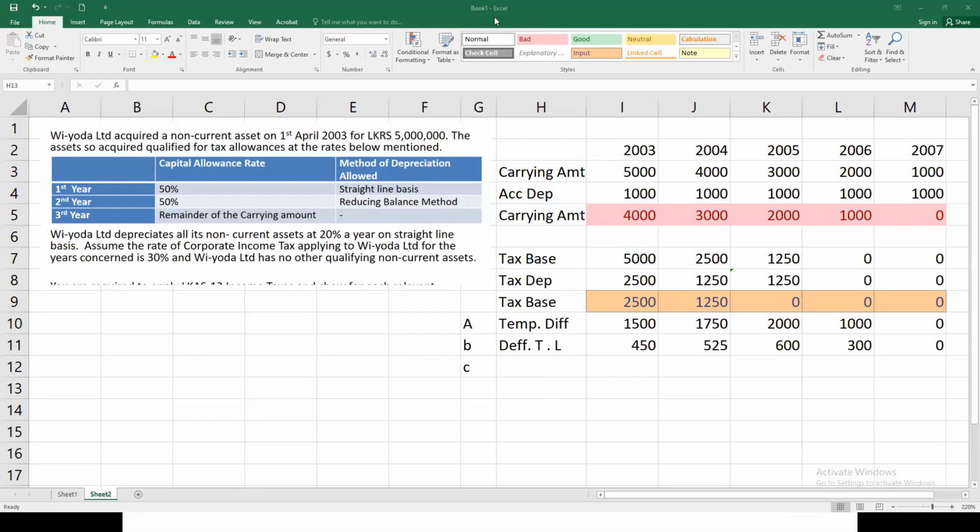So can you explain the B part? Okay, this one, the temporary difference. We know how to calculate this one: carrying amount minus tax base equals temporary difference. So we can calculate deferred tax liability or deferred tax asset directly by multiplying the temporary difference by the corporate tax rate. The corporate tax rate is 30%. The temporary difference is this value, 1,500 into 30% equals 450. This year's temporary difference into the corporate tax rate, like that.